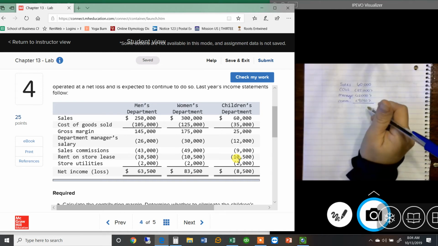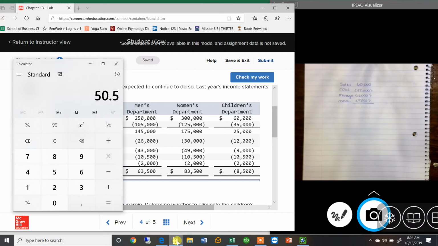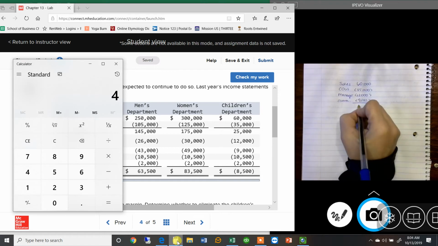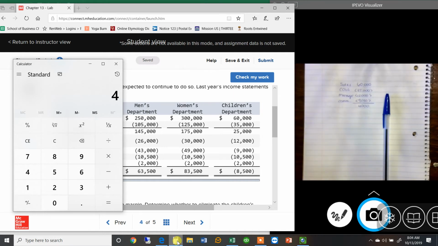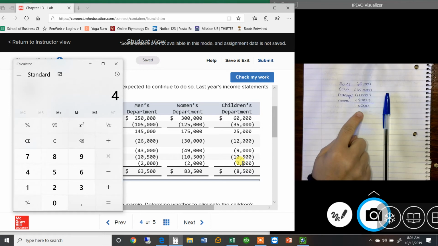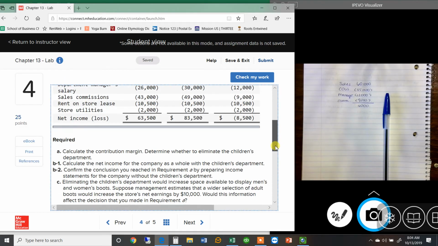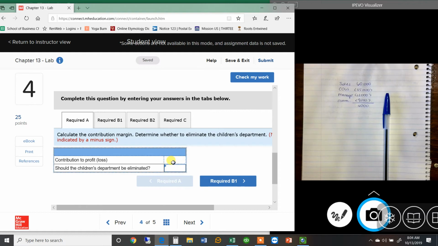And when I add this column up together, this is going to give me 60 minus 35 minus 12 minus 9, and that's going to give me a $4,000 contribution margin. So right now, the children's department is actually contributing $4,000 overall to the entire store. It may not seem like it because they have a loss of $8,500, but these costs don't go away. So it really is contributing this $4,000 to the overall store. If you get rid of it, you're going to lose profit of $4,000 because it's not negative, it's positive. So at this point, no, we really should not eliminate this department. That would not be a good decision.